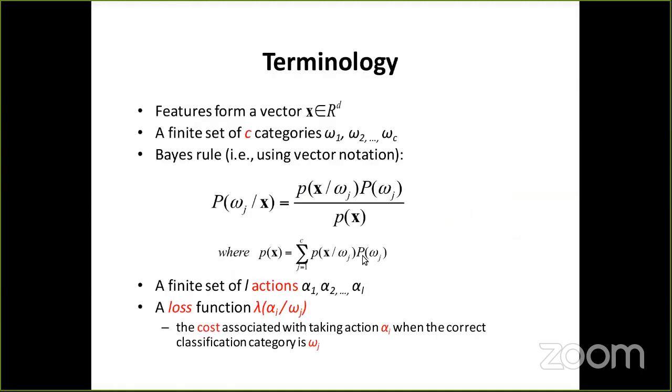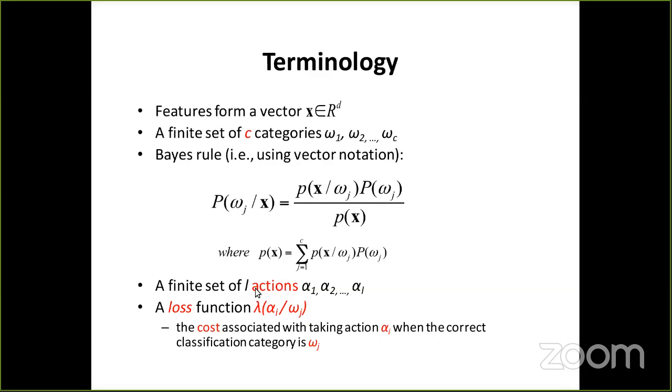Okay, so let's define some more terms. We have already seen that X is a feature. In particular, it is the feature of one sample, and we have a finite set of categories: omega 1, omega 2, and maybe more, up to omega C. And then we know that this is the Bayes rule: P of omega given X is the likelihood multiplied by the prior divided by the evidence.